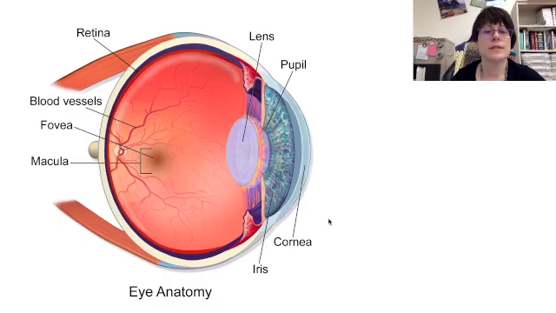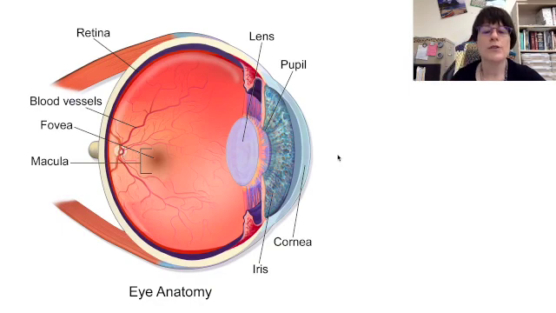So here is a diagram of the eye, and the main parts I'm going to talk about are the cornea, the iris, the pupil, the lens, and the retina. And it's not labeled here, but this is the optic nerve that takes impulses to the brain. And you can see it right here. There's that little spot where that optic nerve comes in.